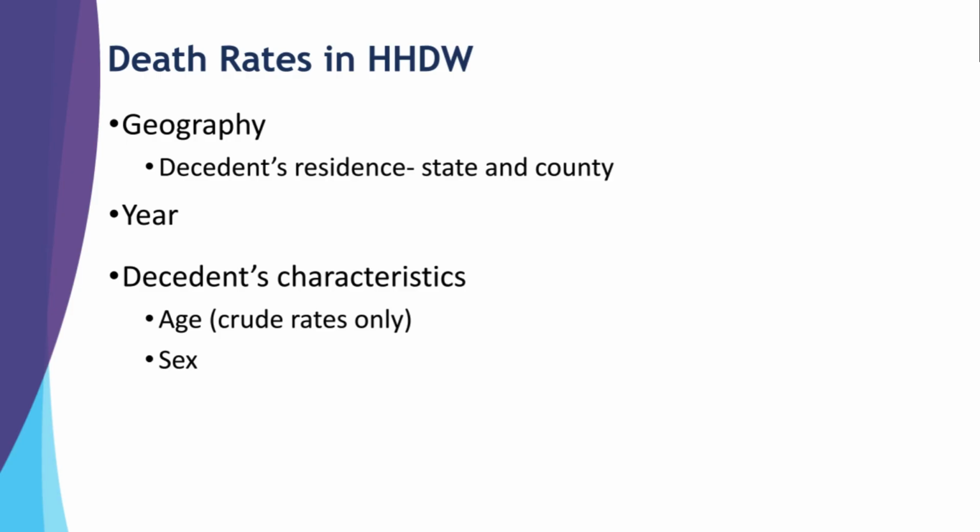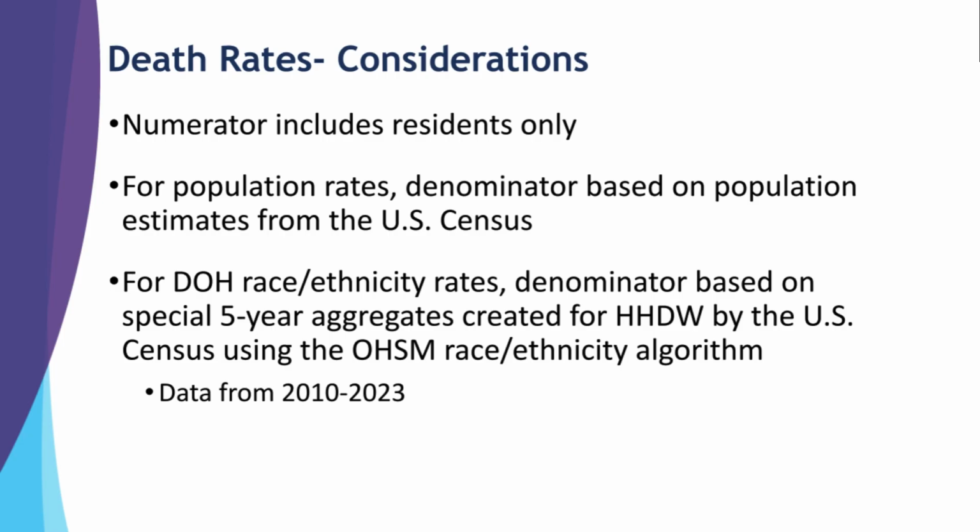In HHDW, death rate data can be explored by geography, year, and age or sex of the decedents. These dimensions are more limited than the death counts because they require estimates of the population size and composition. There are some things to remember when exploring death rates in HHDW. First, the numerator includes deaths among residents only. Visitors' deaths are not included in the rate.